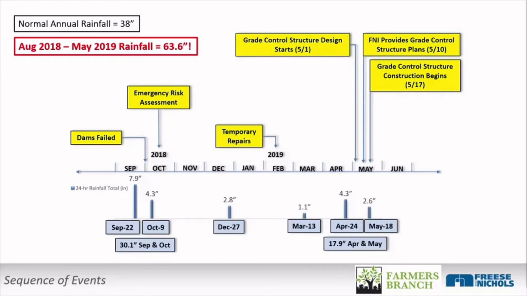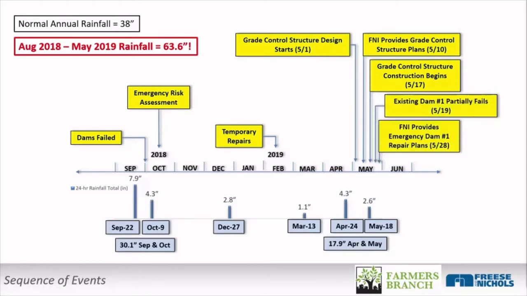And first of all, that grade control structure, which was primarily intended to arrest the head cut. We completed that design in only 10 days. And by mid-May, DCI, our contractor, began construction of the project. However, in May 18, as you can see here, we had another storm event that caused dam number 1 to partially fail. The only dam that was remaining, and you'll see pictures of this later on in the presentation.